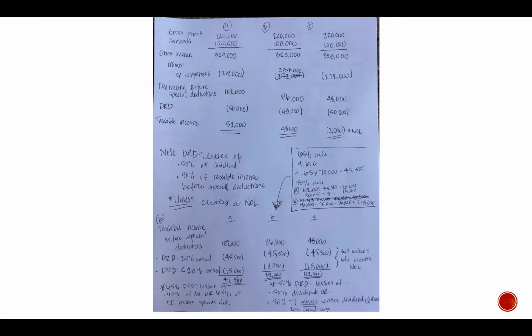Why did I do that? I did that because this limitation is not going to apply if the dividends received deduction would create a net operating loss. It does here in Part C. 48 minus 50 is -2, so my taxable income is -$2,000. It creates a net operating loss.